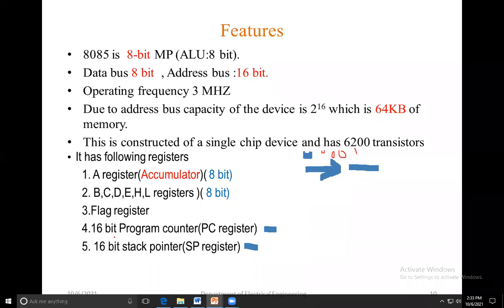So I'm discussing where we have to store the location. For that purpose, we have the program counter. Program means what? Our set of instructions is called the program, and counter means what? The location of the set of instructions is held in the program counter. You have to increment the program counter, and the next instruction will be executed.